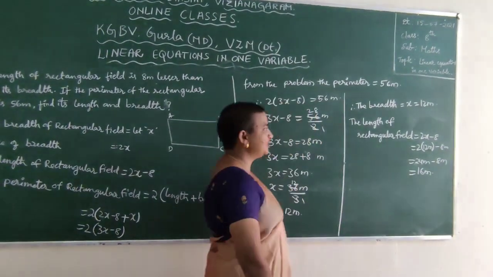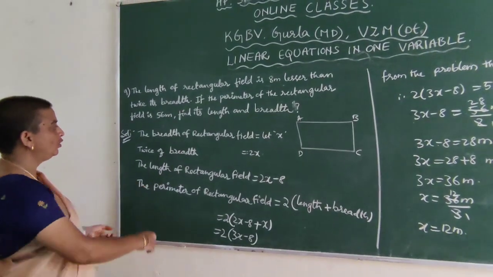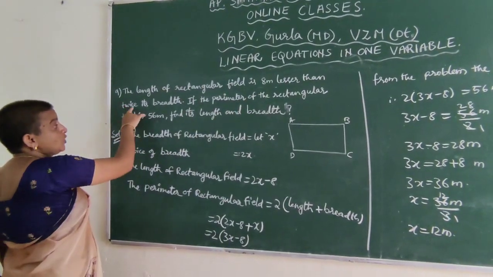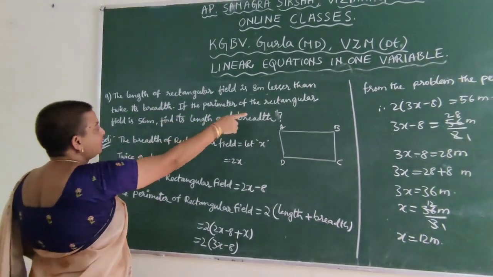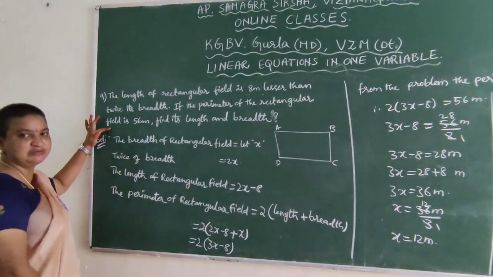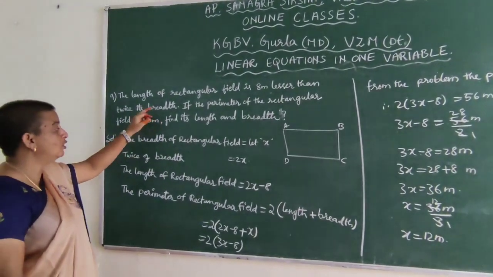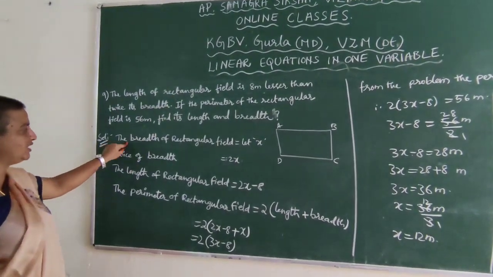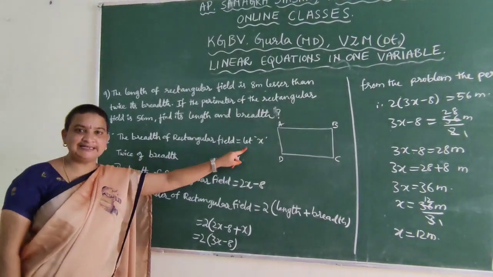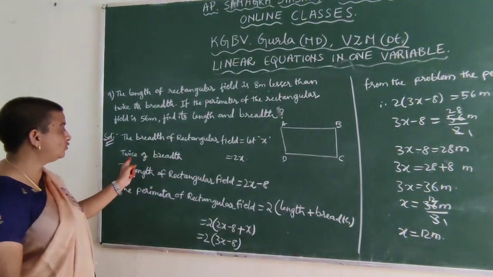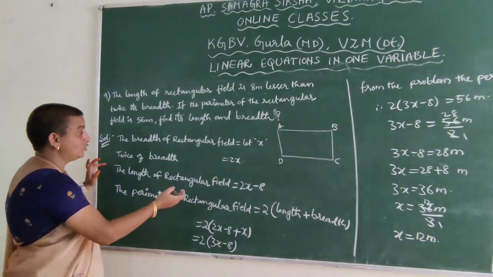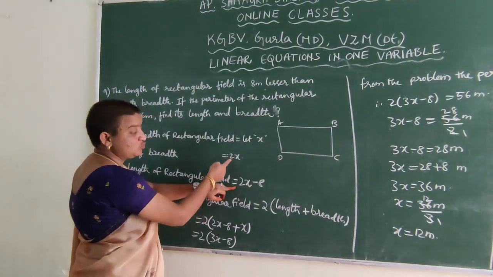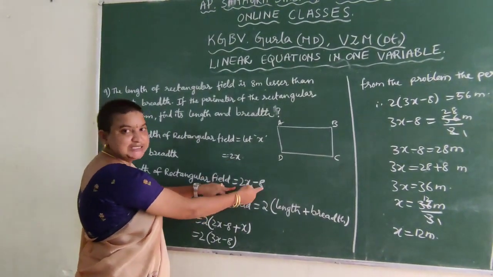Okay, children. Once again, I repeat. Here, the length of the rectangular field is 8 meters less than twice its breadth. If the perimeter of the rectangular field is 56, find its length and breadth. First, we have to know the breadth, then we have to find the length. So we write the breadth of the rectangular field is let x. Then, twice the breadth is 2x. So the length of the rectangular field is 8 meters lesser than twice its breadth. That means 2x minus 8.